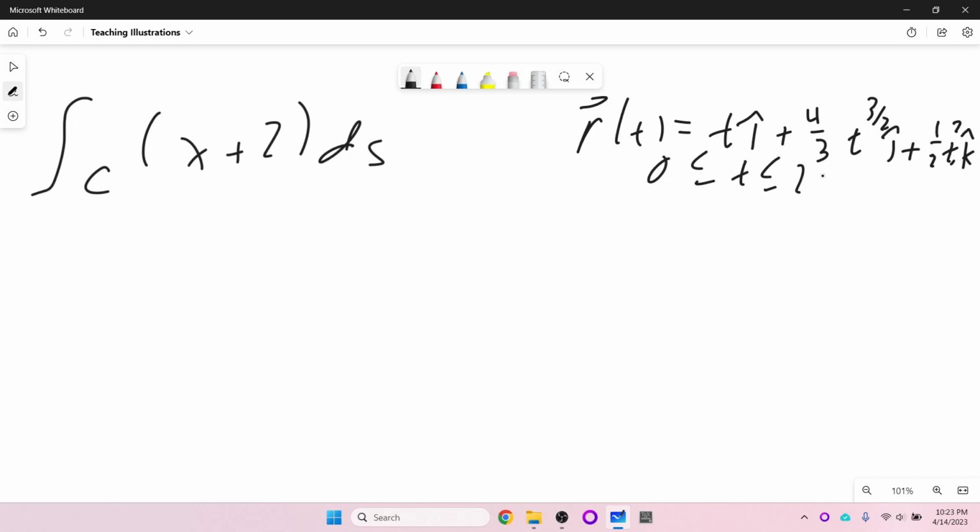If you like, you could type this into GeoGebra and get an idea of what kind of shape it is. I'm really not sure what it would be. But we don't really need to, because we can do this entirely through algebra. We don't really need the visual on this one. Let's work out what r prime is. It is 1 i plus 4/3 times 3/2, which would be 2t to the 1/2 j, plus t k.